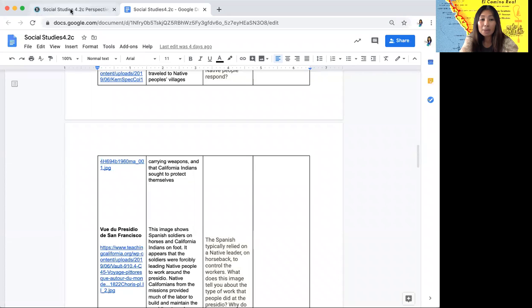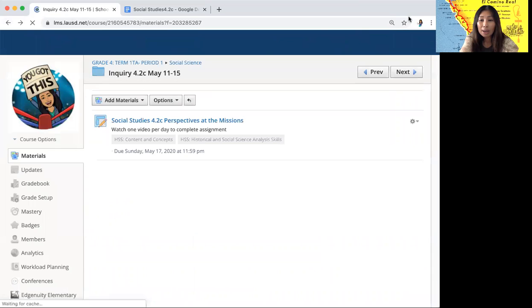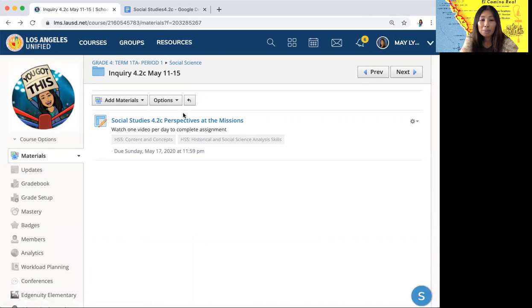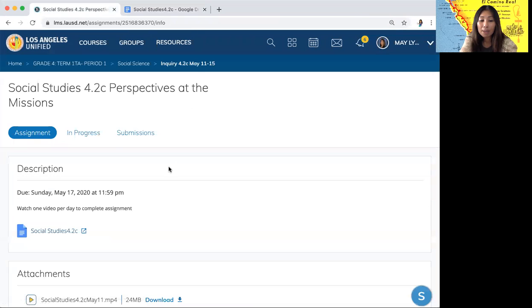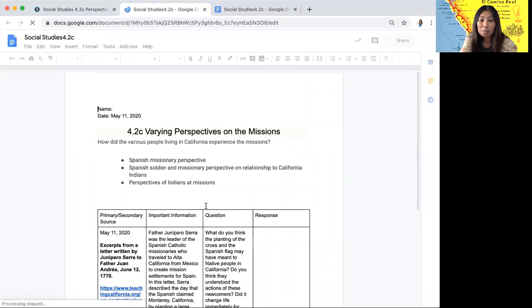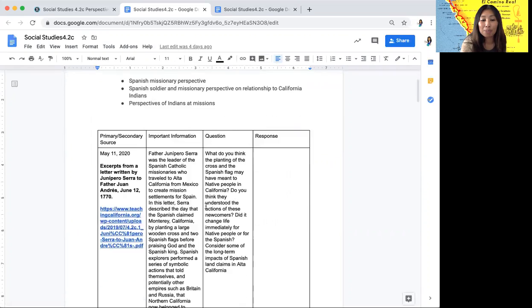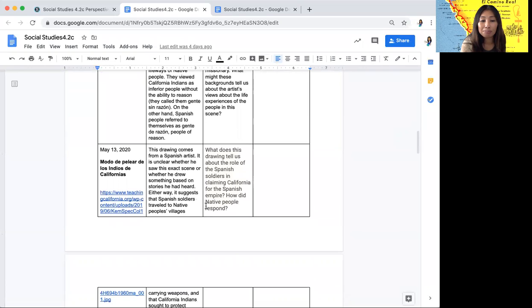We're going to look at two pieces today. I'm going to go ahead and share my screen with you. Remember, you're going to access your document on Schoology. I'm going to go back so you can see where everything is. It's called Social Studies 4.2C, Perspectives at the Mission. Click on that, and then click on your document. Now remember, the videos are going to be embedded in the assignment. Okay, so let's look at May 13th.